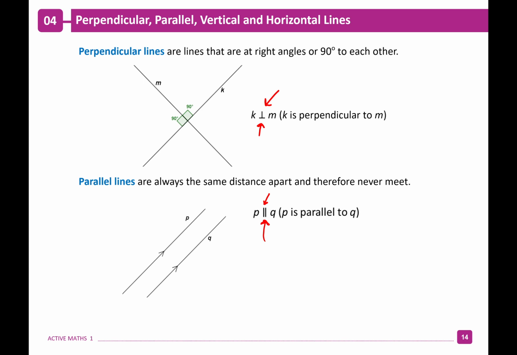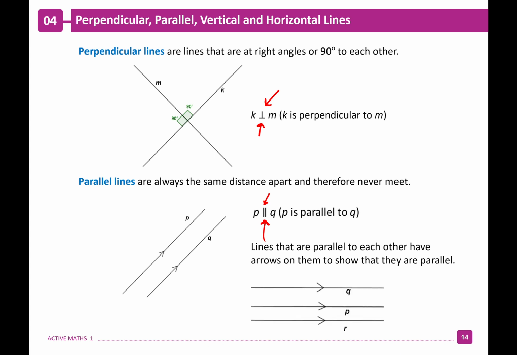How would we know if two lines are parallel when only given the diagram? Lines that are parallel to each other have arrows on them to show that they are parallel. So because P and Q both have one arrow on them, I know that P is parallel to Q. In this case, I have lines P, Q, and R. Each line has an arrow on it, therefore each line is parallel. We say that Q is parallel to P, which is parallel to R.